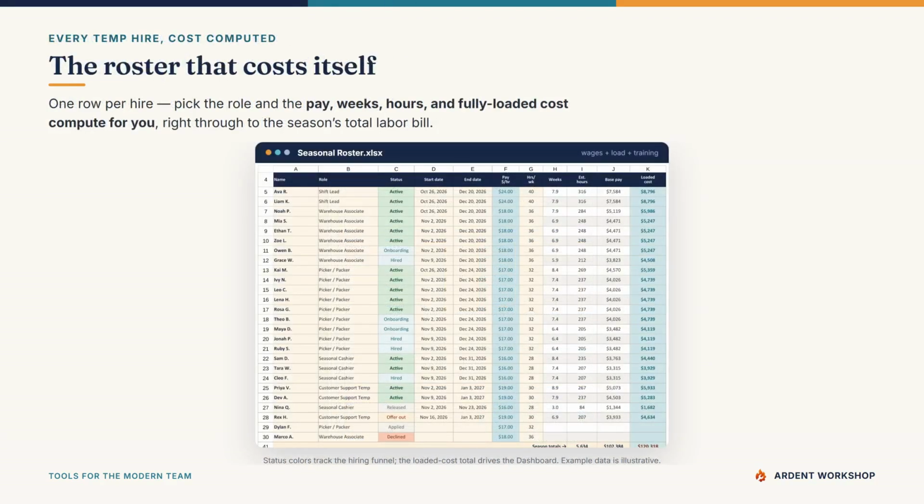The wage on the offer letter is not what a hire costs. The seasonal roster adds the employer cost load and a per-hire training cost, so every person's cost is the real number. Pick a role, and the pay, the weeks, the hours, and the fully loaded cost all compute for you, right through to the season's total labor bill.